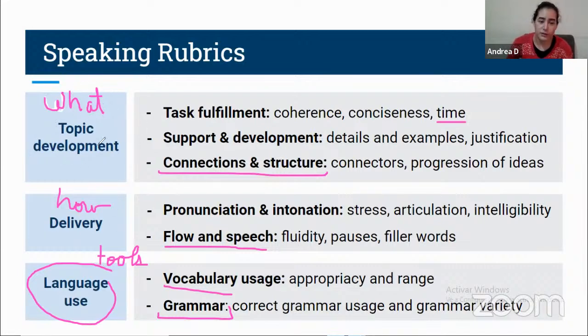Content: you need to actually answer the question. You need to be clear in how you speak. And you need to try to show that you have some complexity in your vocabulary and grammar, and that you use them appropriately. Okay, guys, any questions before we start the class with task 4?